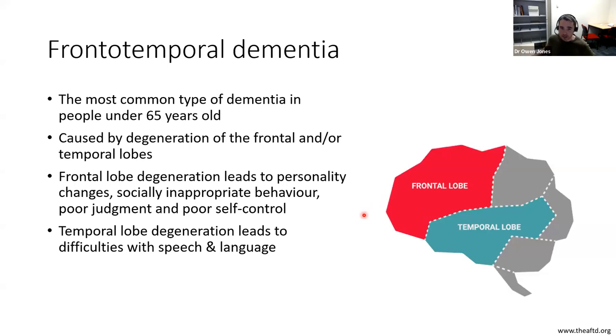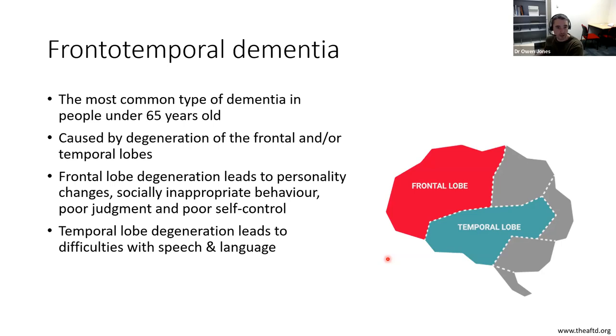On the other hand, if the temporal lobe, the side of the brain, is more profoundly affected, then this typically manifests with difficulties with speech and language, whether the production of words or an inability to understand the meaning of words. And frontotemporal dementia, although it's not quite as common as Alzheimer's disease, is in fact the most common type of dementia that you would see in people under the age of 65 years old.